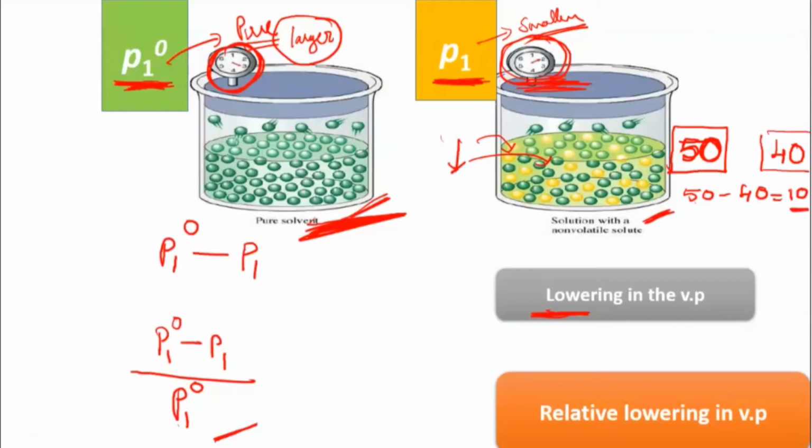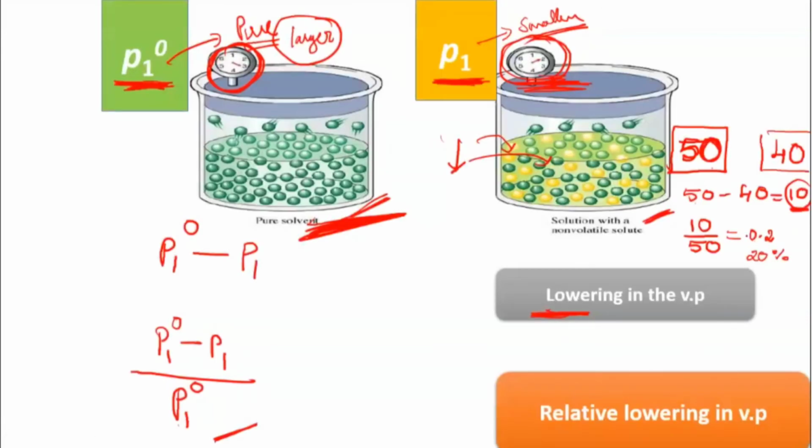Now he wants to calculate, with respect to the original marks, how much less he has got. Then what he will do? He will take his marks and divide by the original marks, the total out of which the exam was conducted. So 10 divided by 50. If you are calculating in terms of percentage, you will get 0.2, correct? So when you calculate in terms of percentage, you will get to know that 20% he has got less. Got the point now?